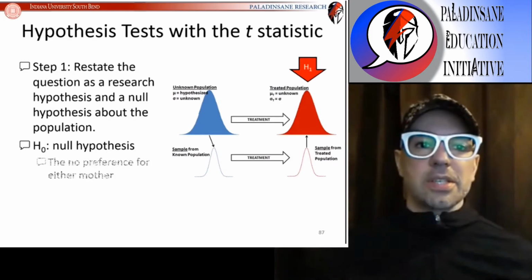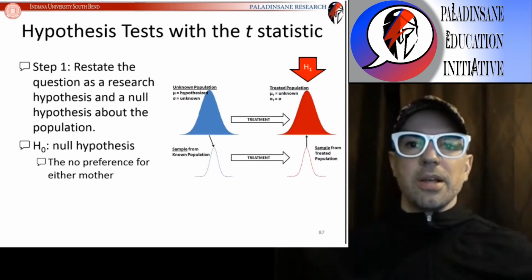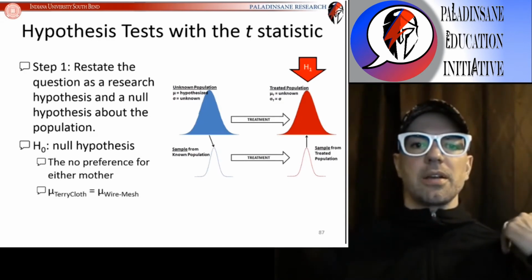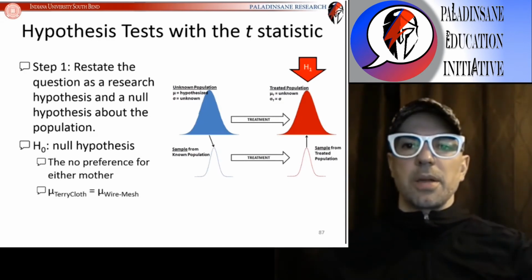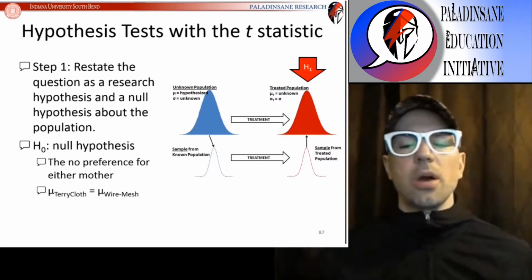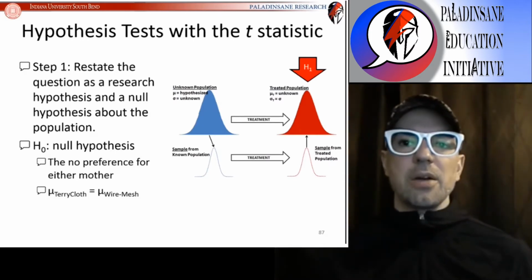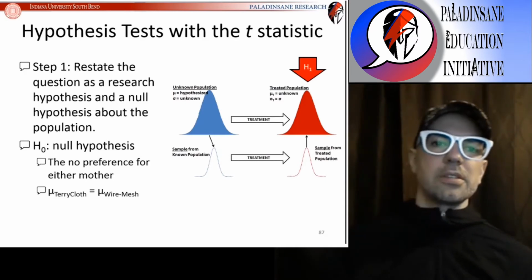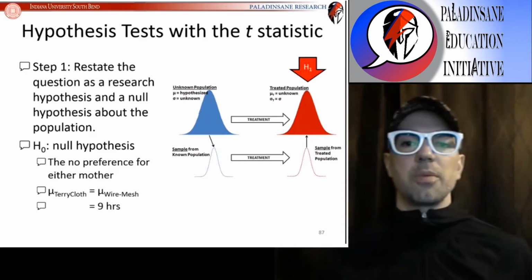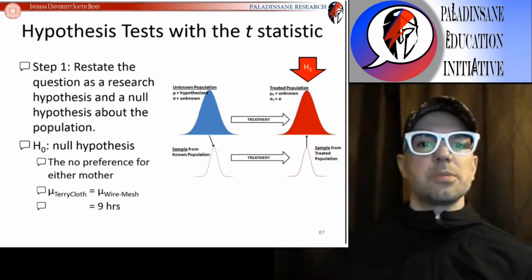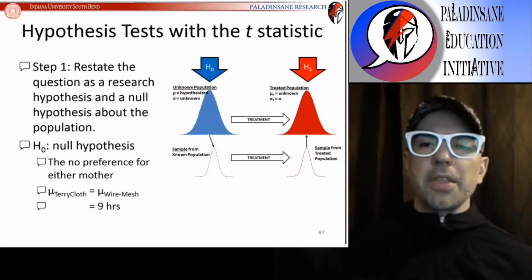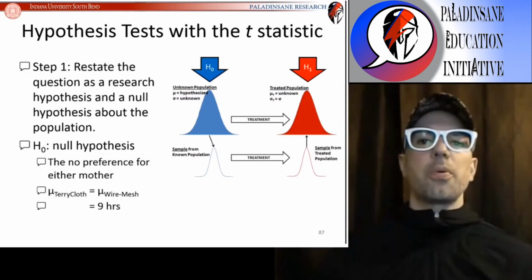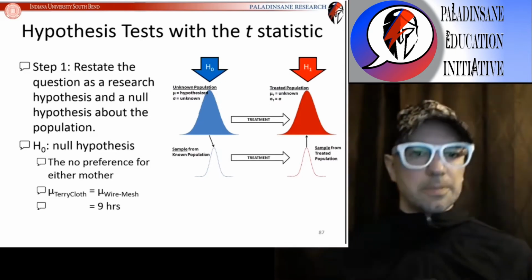So the null hypothesis is that there's no preference for either mother. In this case, the mean time spent with the terry cloth mother will equal the mean time spent with the wire mesh mother. And again, we know what that number is. They have 18 hours to spend with both mothers. If they spend it equally, if there's no preference, they'll spend 9 hours with the terry cloth mother. And if they do, then these monkeys belong to this hypothesized population of no preference, mother-loving monkeys.